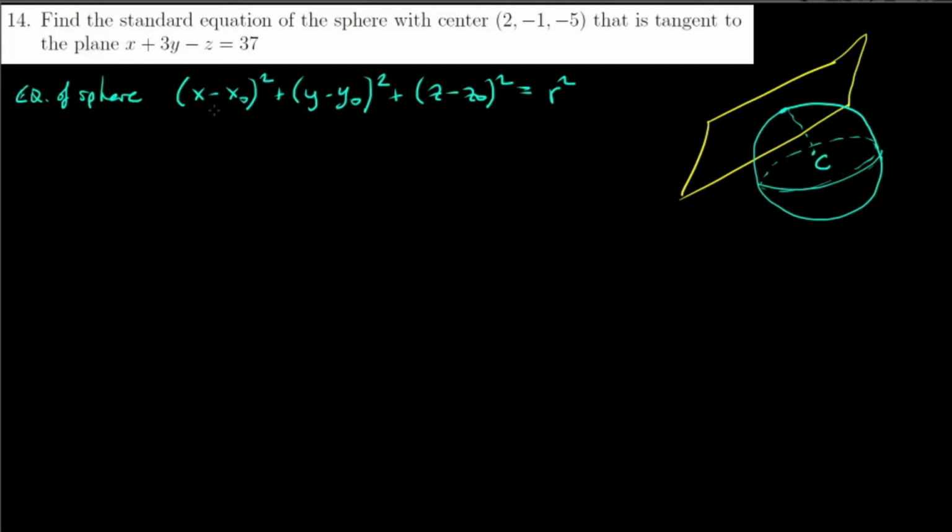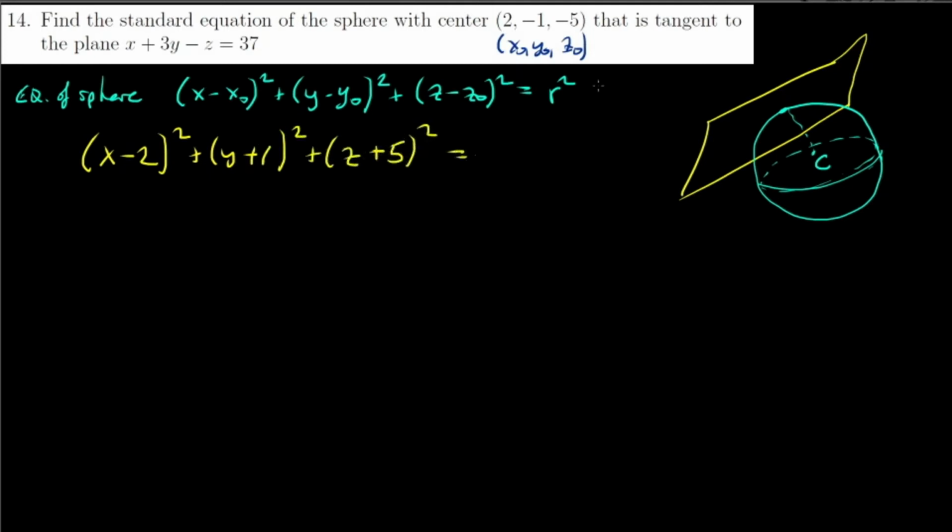So yeah, so what do we know? We know the center, of course, right? So we know the x0, y0, and z0. So let's just fill those in, right? This is x minus 2 squared plus y minus negative 1, so y plus 1 squared, plus z plus 5 squared equals, well, what's the radius, right? So that's the question, right? So how do you get r to get r squared in the equation, right?